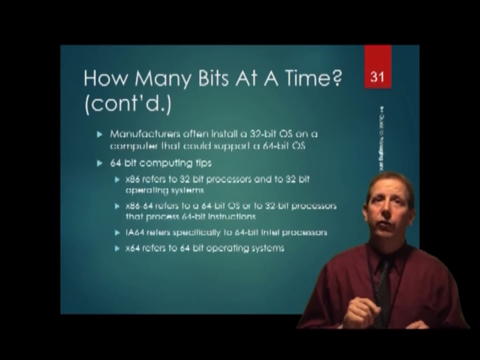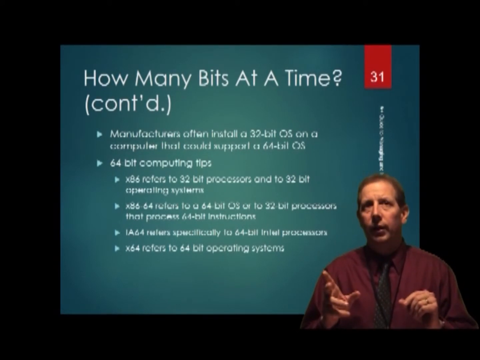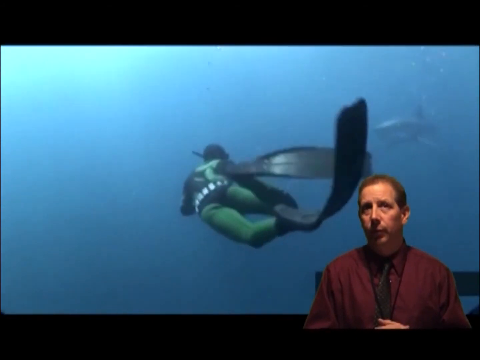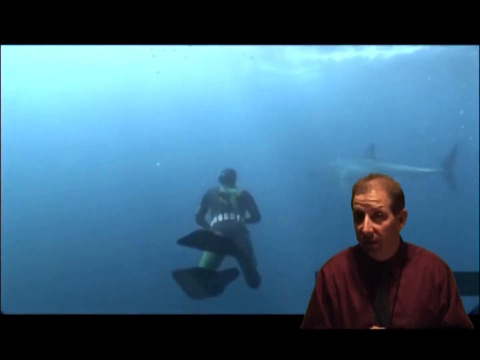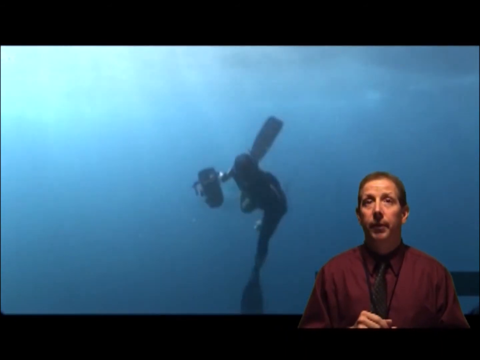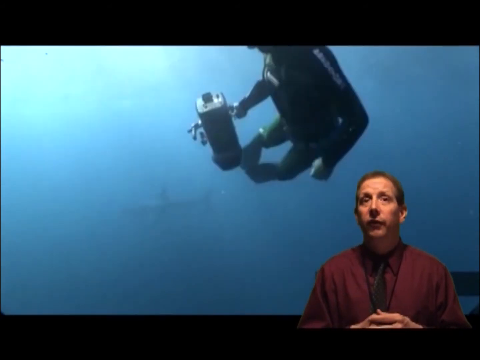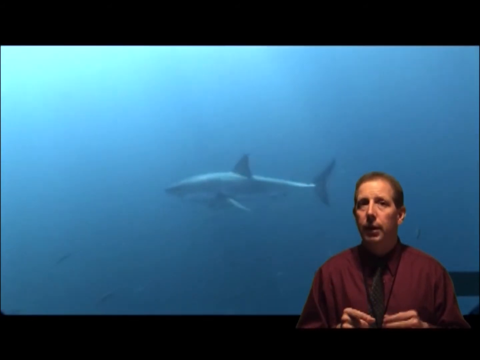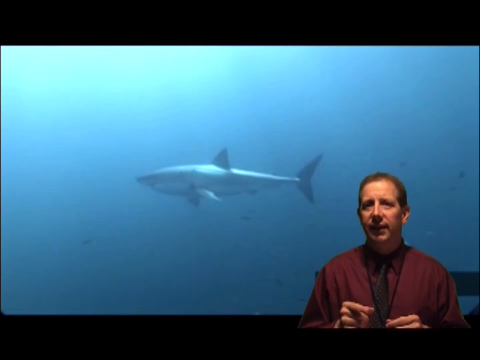It is important that you remember the A+ 220-701 Essentials exam expects you to know the difference between XP and Vista 32 and 64-bit versions with the Windows 7 amendment. You're also expected to be familiar with the terms 32-bit, 64-bit, x86, and x64.